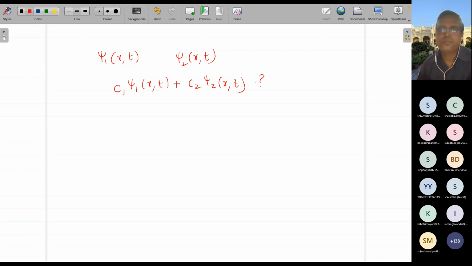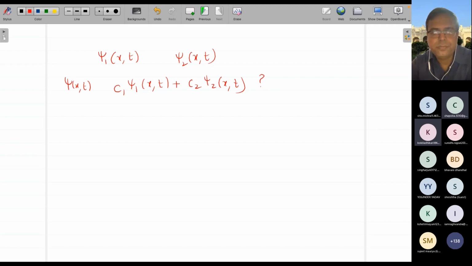Yes, sir. What are these C's? Yes, because the Hamiltonian is a linear operator. Yeah, so we'll come to that.